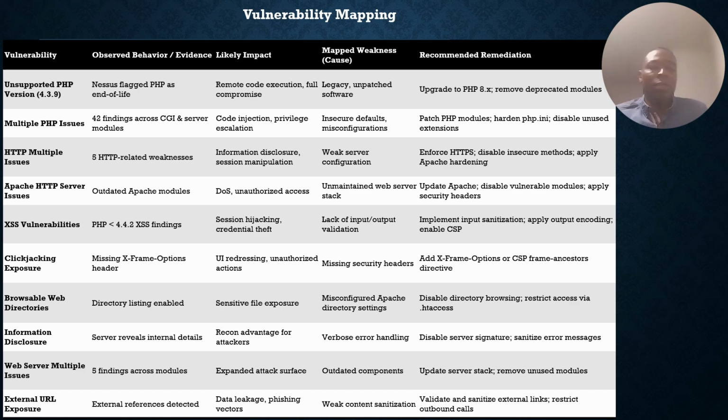On this slide, the vulnerability mapping connects each vulnerability to its observable behavior, potential impact, underlying cause, and recommended remediation. The pattern is clear. Gaprix 2 suffers from outdated software, insecure configuration, and weak validation controls. Unsupported PHP and Apache versions create opportunity for remote code execution, while cross-site scripting, clickjacking, and information disclosure expose the application layer. Directory browsing and external URL exposure further expand the attack surface.